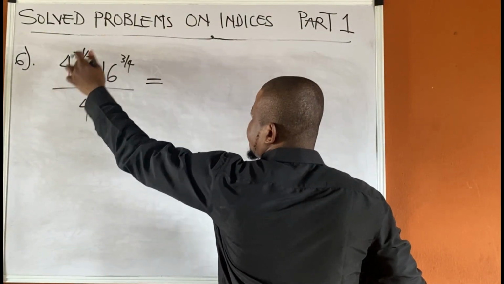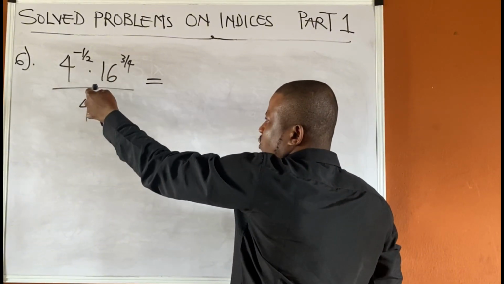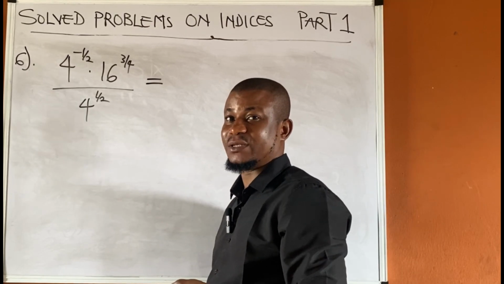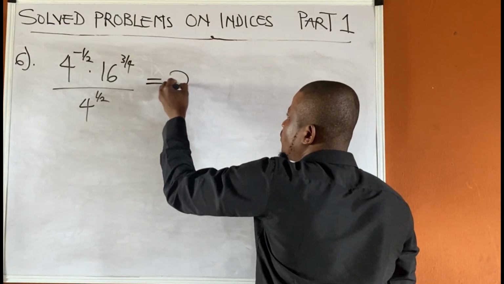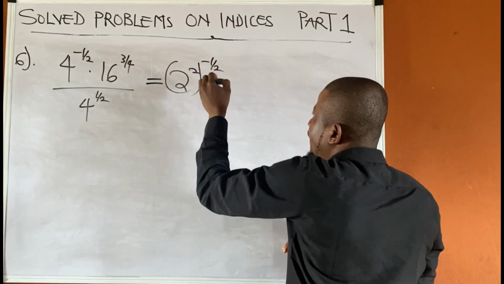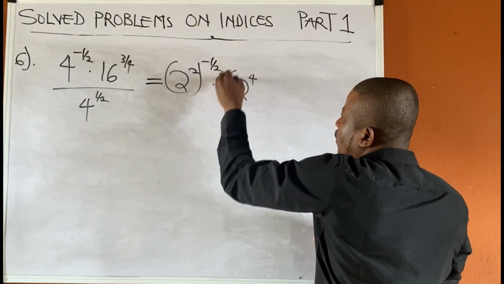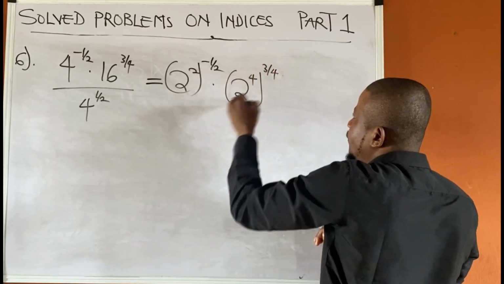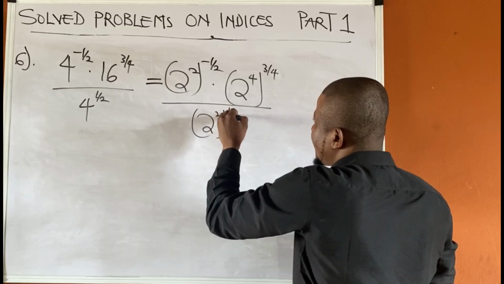So 4 is 2 to power 2. Now we can actually keep this to the base of 4 too, you know. But like I always say, let's go back to the basic index value. So this is 2 to power 2 or to power negative 1 over 2. Now 16 is 2 to power 4 or to power 3 over 2. Sorry, 3 over 4, divided by 2 to power 2 or to power 1 over 2.